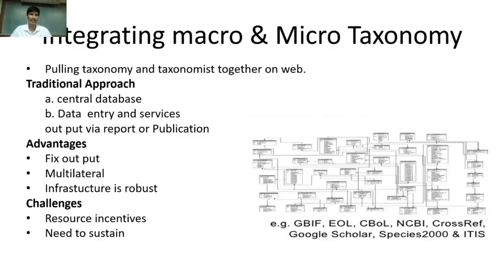Then here are some approaches. Why integration? Because the first approach is the traditional approach: a central database, data entry, and services output via reports and publications, and therefore integration is very, very important. Advantages: the fixed output of the taxonomy. Then multilateral infrastructure is robust, but the challenges are resource intensive and the need to sustain the natural environment. The number of species that are endangered or extinct is growing. Therefore, integrated taxonomy needs to help sustain endangered species.